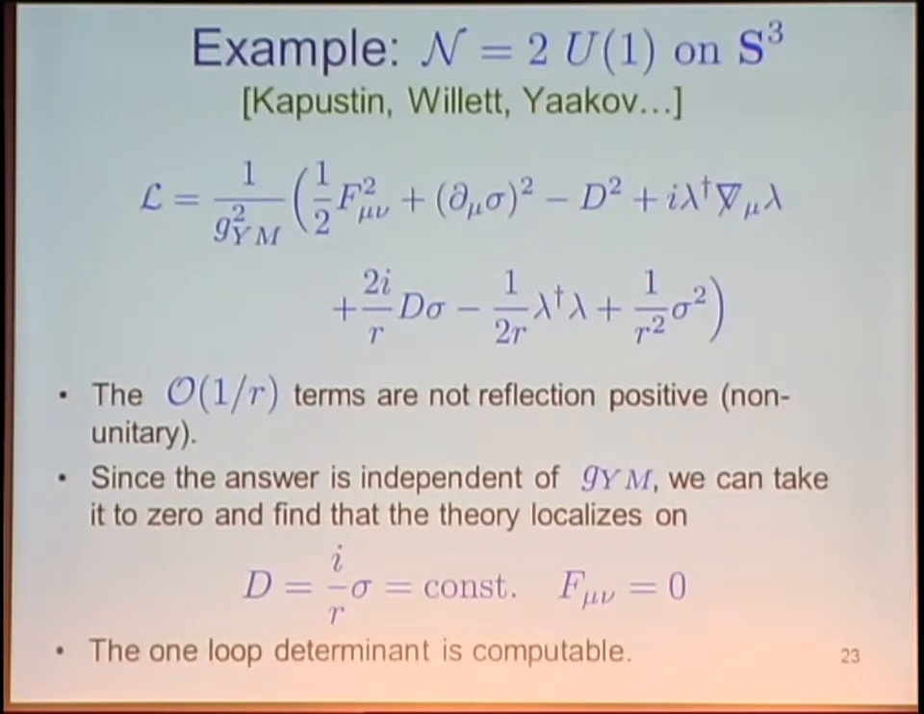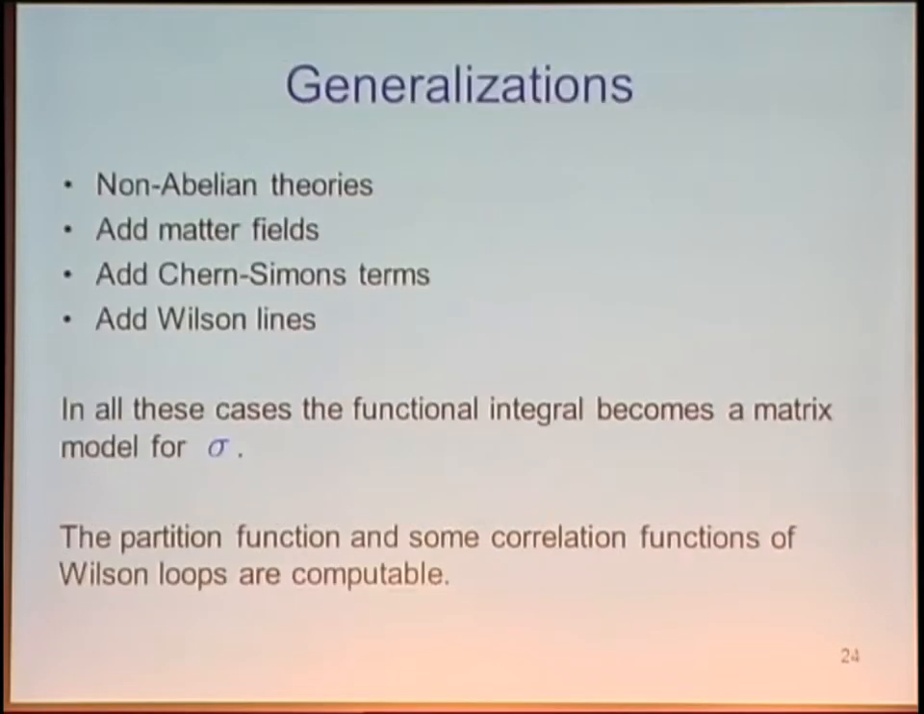So the one-loop determinant is straightforward but tedious, and the whole functional integral is computable. Now, somebody might say that's not a big deal because this theory is really free. This is a quadratic theory. Everything here is quadratic. But there are many generalizations. We can make the theory non-abelian. We can add matter fields. We can add Chern-Simons terms. We can add Wilson loops. And all these things are computable. And in all these cases, the functional integral becomes a matrix model for the field sigma. Sigma is like a vector field. It's a scalar in the vector multiplet.